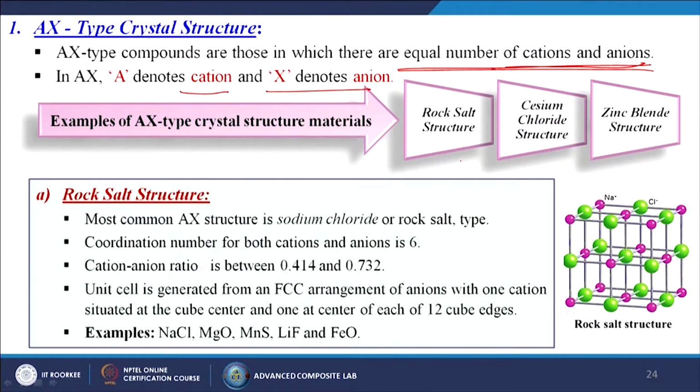What is the rock salt structure? The most common AX structure is sodium chloride, the rock salt type. The coordination number for both cations and anions is 6, so it is totally balanced. The cation-anion ratio is between 0.414 and 0.732. The unit cell is generated from an FCC arrangement of anions with one cation situated at the cube center and one at the center of each of the 12 cube edges.